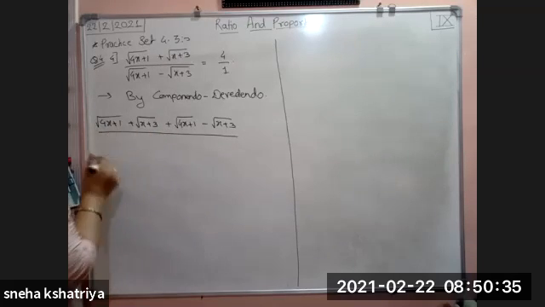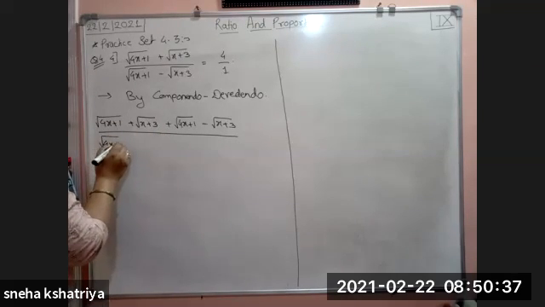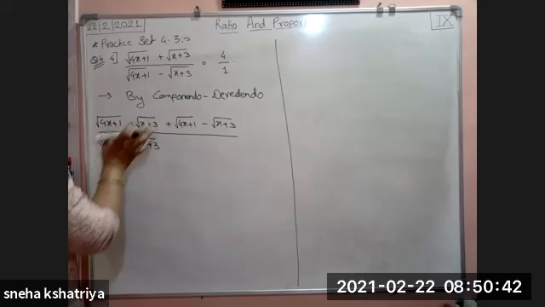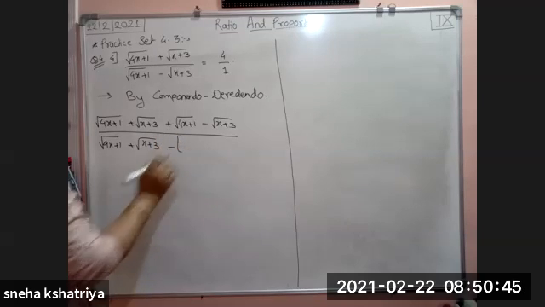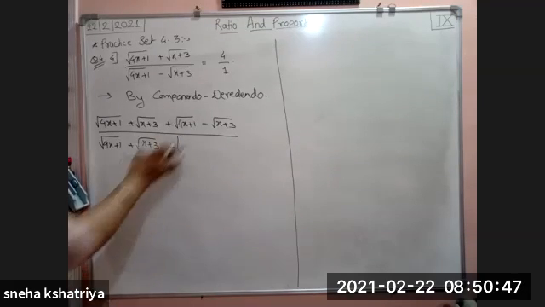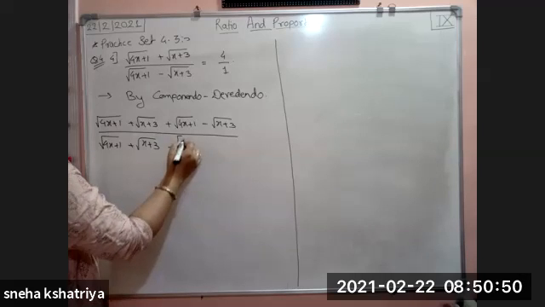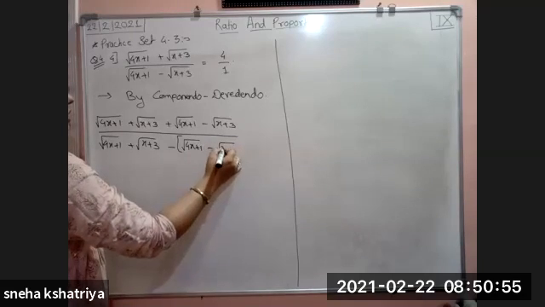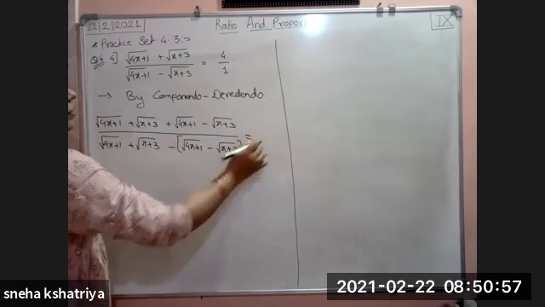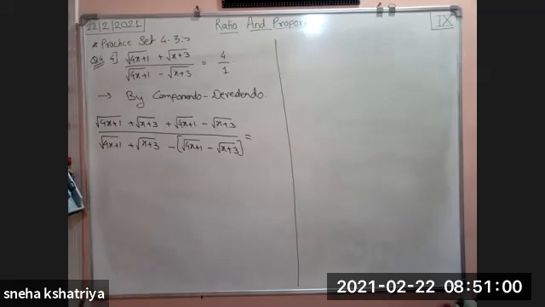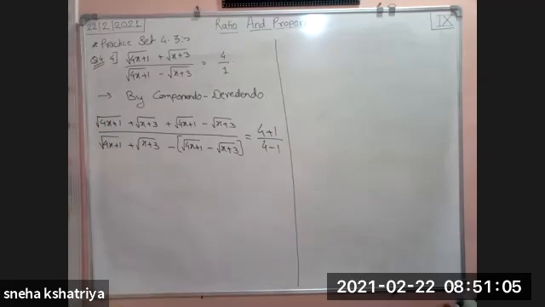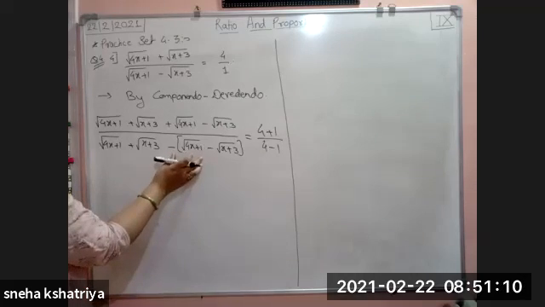Middle sign will get changed. So what we will get? Root of 4x plus 1 plus root of x plus 3. This is your numerator. Now here minus sign is there. So whatever the next term is there, that will come in bracket. So now here what is under root of 4x plus 1 minus under root of x plus 3, which is equal to, at right side also you have to do the same thing, 4 plus 1 upon 4 minus 1. Okay. Now here see, you have to solve this bracket.